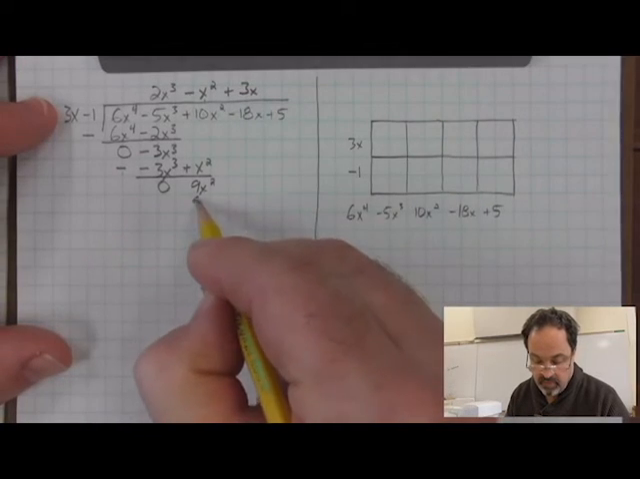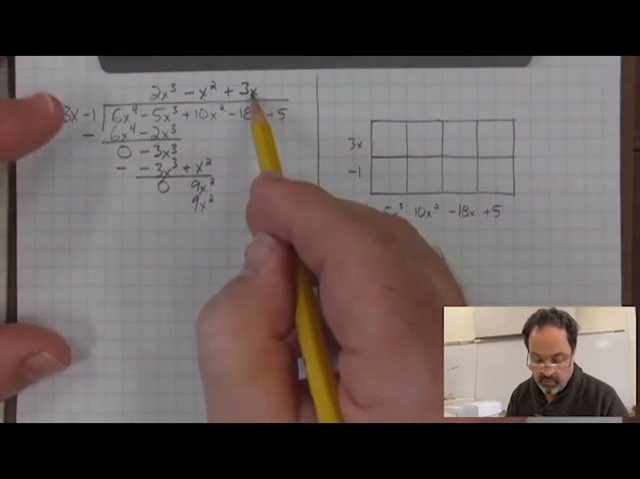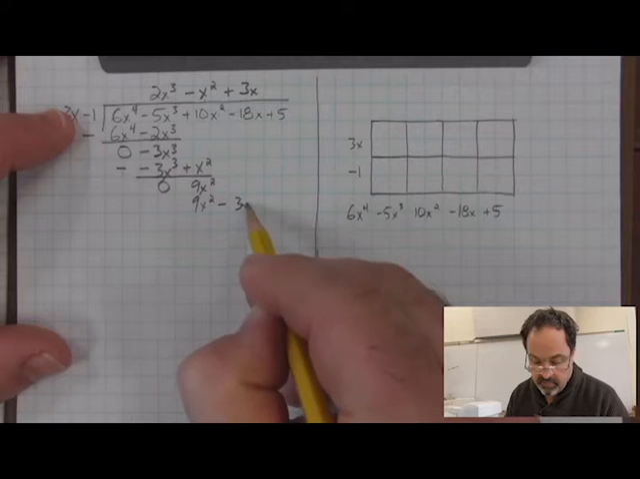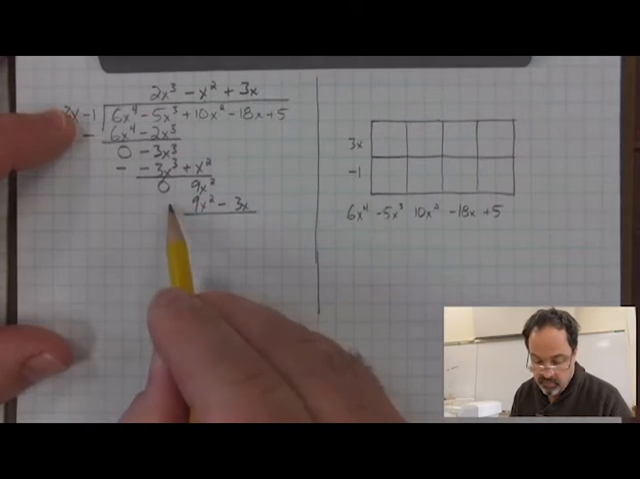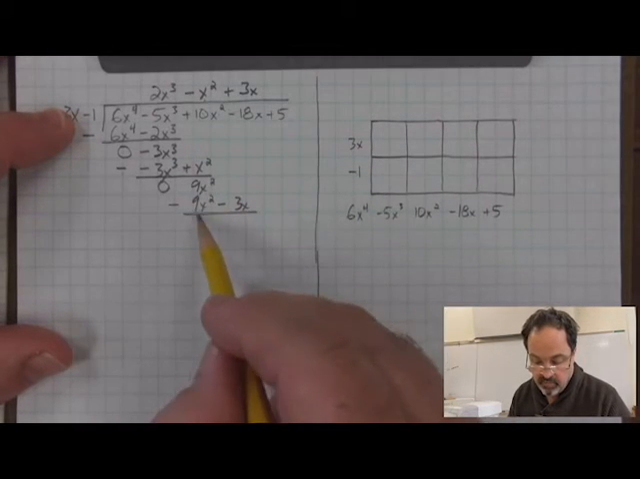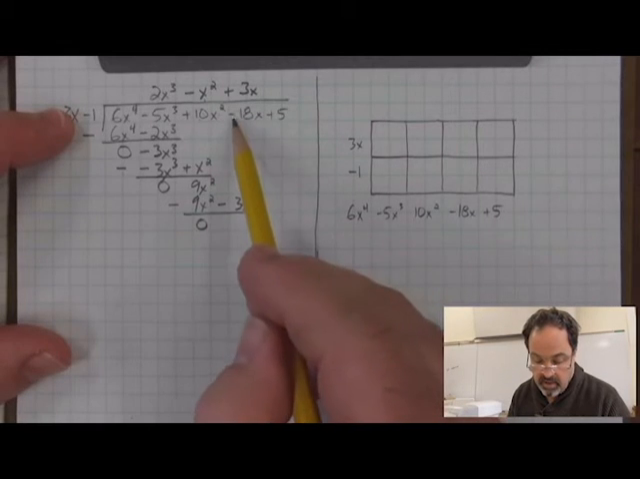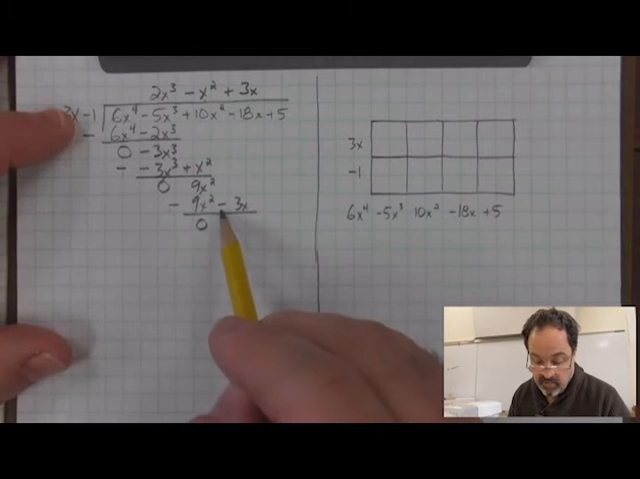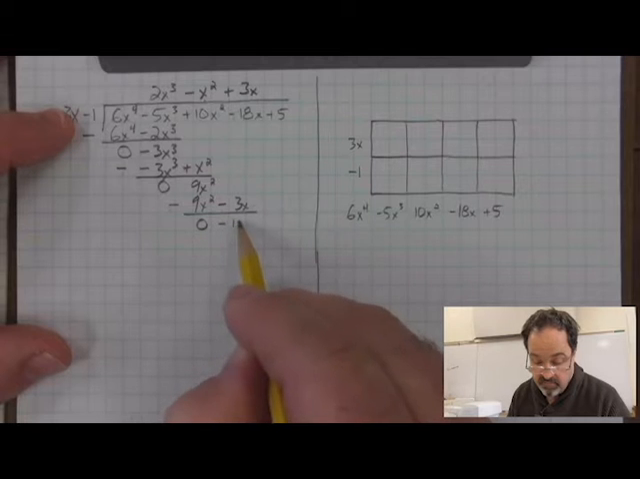3x times 3x is 9x squared. 3x times negative 1 is negative 3x. Turn it into subtraction. 9x squared minus 9x squared is 0. Negative 18x minus negative 3x is negative 15x.